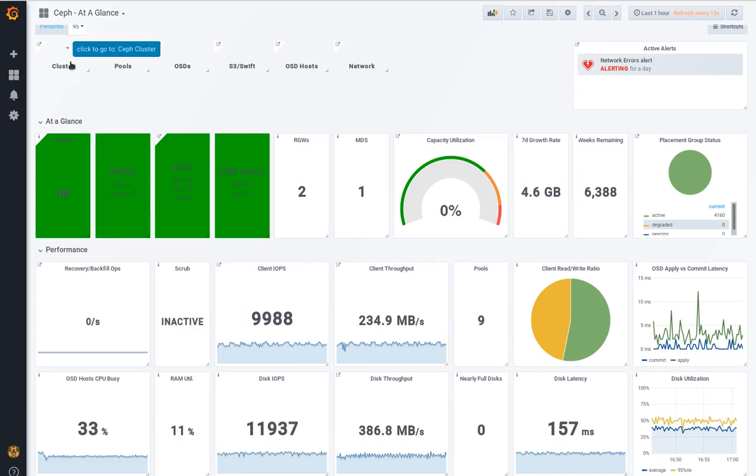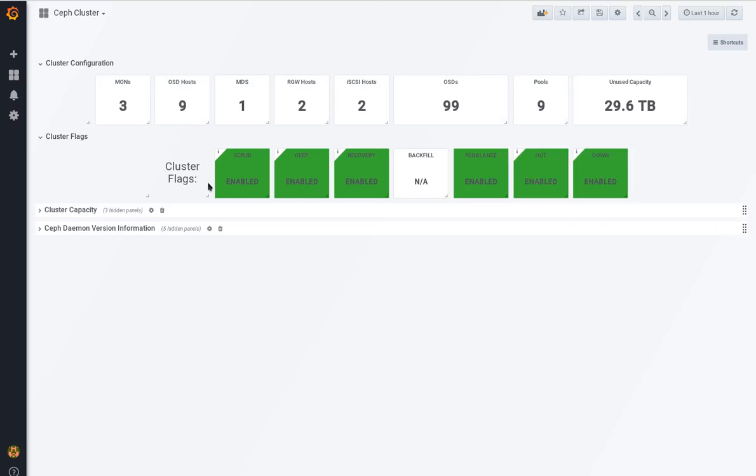So let's look at what cluster gives us. It gives us a little bit of the same set of metrics that we saw before, plus some extras. So we see cluster flags. If you've got no scrub or no out or no down that's been set, then they would show up here, and those boxes would be orange.